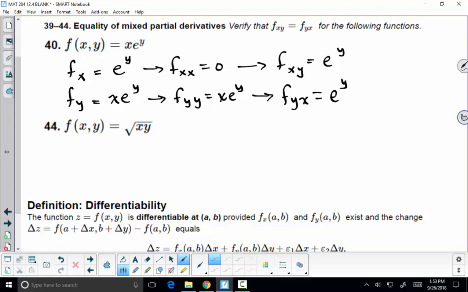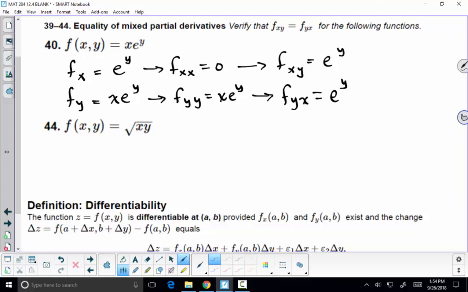So in Calc 1, you guys learned how to classify critical points. You figured out maxes, you figured out mins, and you had a first derivative test, you also had a second derivative test. Same idea here. We're going to have a surface that's undulating, and we're going to want to find the high points and the low points. And so we're going to create something called the second partials test, using these second order partials.